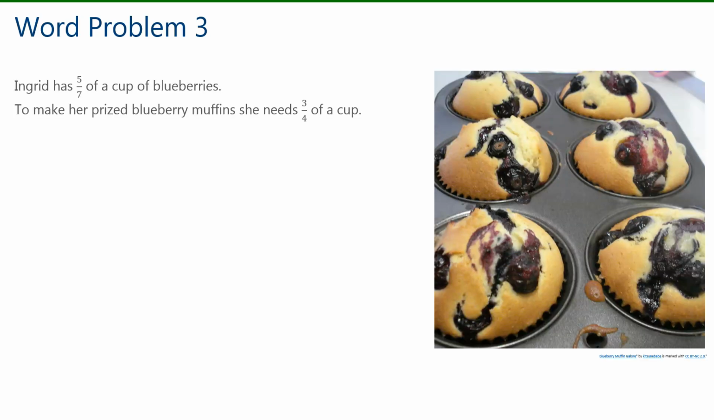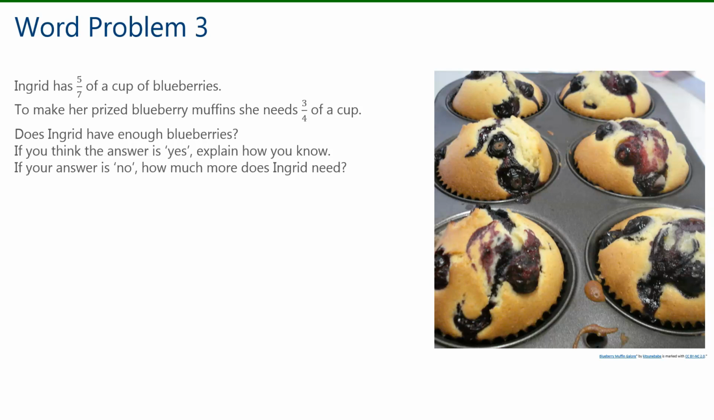Word problem number 3. Ingrid has 5/7 of a cup of blueberries. To make her prized blueberry muffins, that we see there to the right, she needs 3/4 of a cup. Does Ingrid have enough blueberries? If you think the answer is yes, explain how you know. If your answer is no, how much more does Ingrid need?